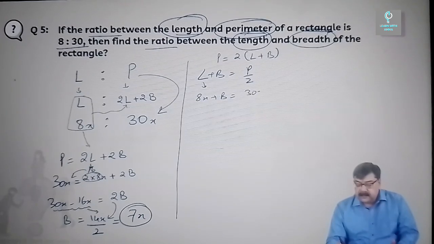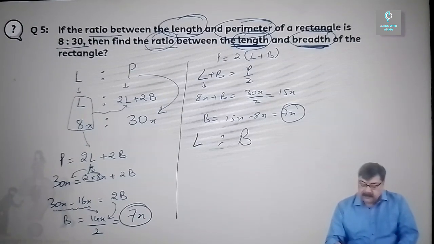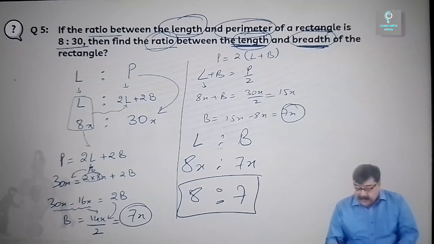And perimeter by 2 is 30x by 2, which is 15x. So B here is 15x minus 8x, that is 7x. Now the ratio between the length and the breadth of the rectangle, well, length is to breadth. Length we already know is 8x. Breadth we already know is 7x. So the ratio turns out to be 8 is to 7. This shall be the answer.